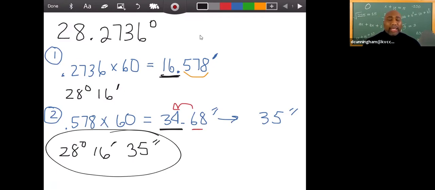So all you do is multiply the decimal piece by 60, only take the whole number, multiply the next decimal piece by 60, and round correctly so you have the right seconds.